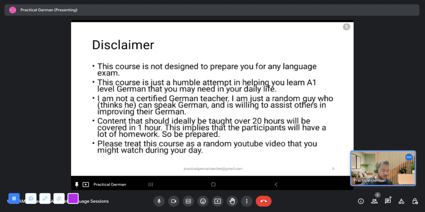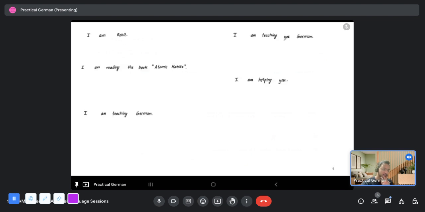Let us continue. Disclaimer: you already know this. Let's talk about how to identify nominative, accusative, or dative cases. This slide I need to update, but okay. Here I have written 5 sentences. I am Rohit. I am reading the book Atomic Habits. I am teaching German. I am teaching you German. I am helping you. With the help of these 5 sentences, we will try to understand some theory that you can use to identify nominative, accusative, and dative cases.